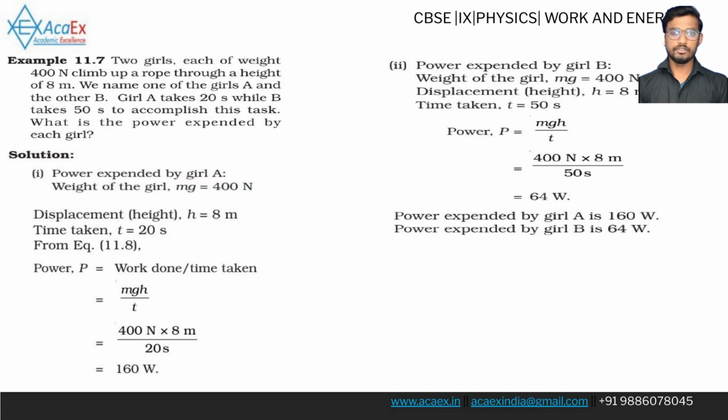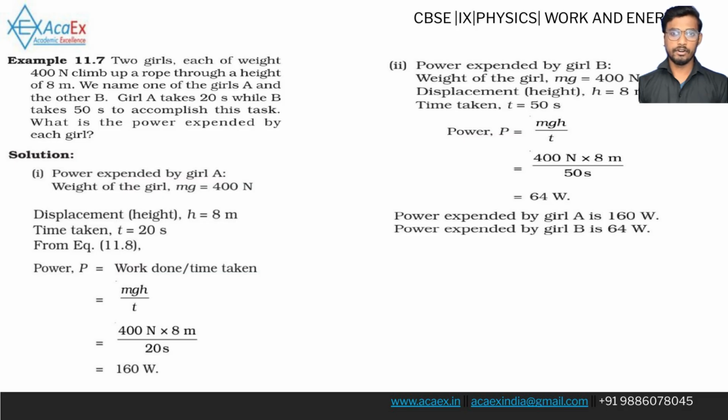Two girls, each of weight 400 newtons, climb up a rope through a height of 8 meters. Girl A takes 20 seconds, while girl B takes 50 seconds. What is the power expended by each girl? Solution. I. For girl A, weight equals 400 newtons, height h equals 8 meters, time t equals 20 seconds. Power P equals work done divided by time taken, which equals m multiplied by g multiplied by h divided by t. This equals 400 newtons multiplied by 8 meters divided by 20 seconds, which equals 160 watts.